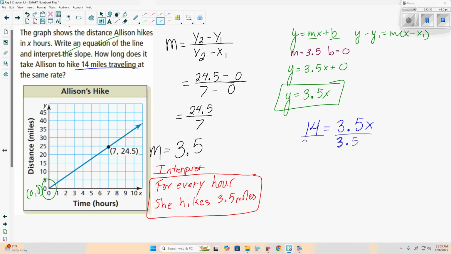So we can divide both sides by 3.5, and we do get that x is equal to 4. Because once we got the slope, we said that for every hour she travels 3.5 miles, yes? And we saw in a fractional form, for every 2 hours she travels 7 miles, yes? Well, 2 hours is 7 miles. If we double that, 4 hours would be 14. So it worked out nicely here. So it'd be 4 hours. It'd take her 4 hours to hike 14 miles.